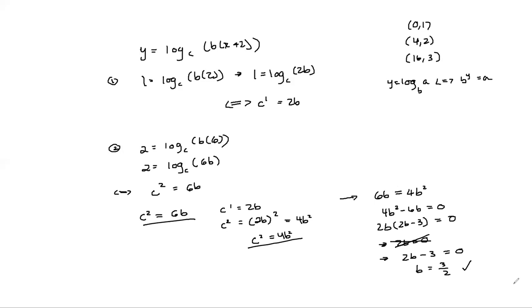So I have y is equal to log base c of b, which is 3 halves, or 1.5, x plus 2. And we were left with another point that can help us find the rest of our value. Either we use the other point, or we could use what we found before.